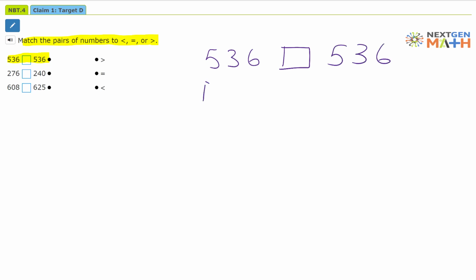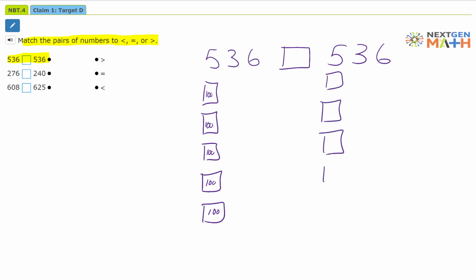Well, 500 means there's 5 flats, and these represent 5 hundreds, so these are all 100s. And this also has 5 100s. So the hundreds are the same. Now let's compare the tens. We have 36, so that's 3 tens. And we have 36 over here, that's 3 tens.